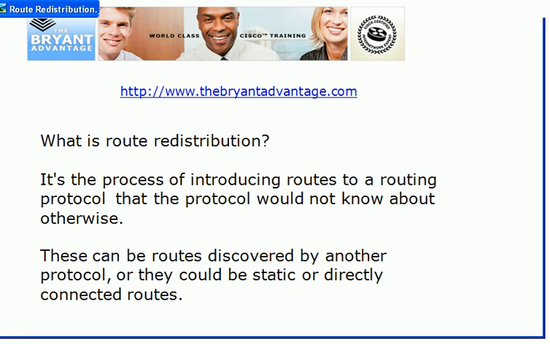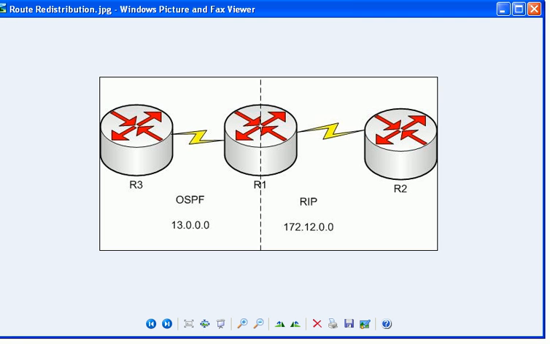Now, in this particular example with OSPF and RIP, you can see that I've got OSPF running over a segment between routers 1 and 3. The adjacency is already there. And I'm running RIP between routers 1 and 2 in this particular lab.